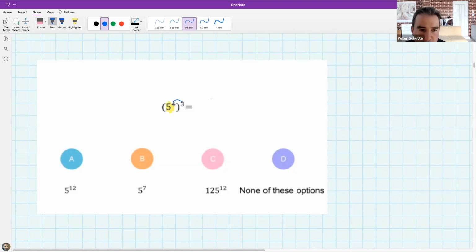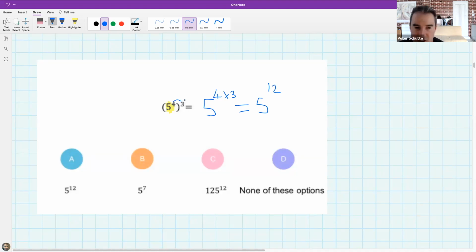Yeah. So what we do is we say we're raising the stuff inside the bracket to the power of 3. And the law says that you basically take the power that's inside and you just multiply it by the power that is outside. So you're not multiplying it by 3, but you're multiplying the power by 3, if that kind of makes sense. Okay. And so you get 5 to the 12.